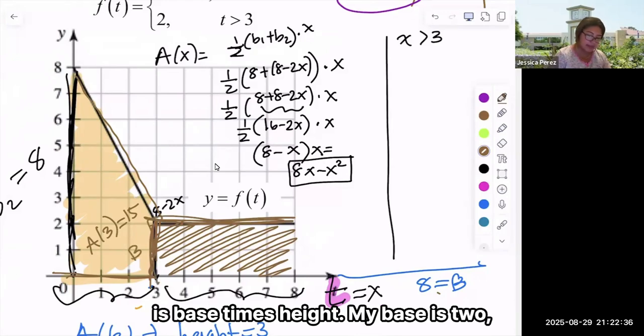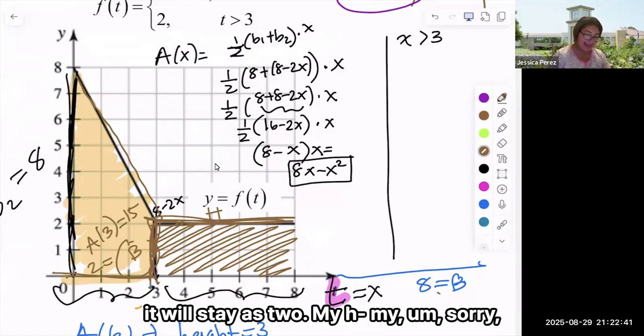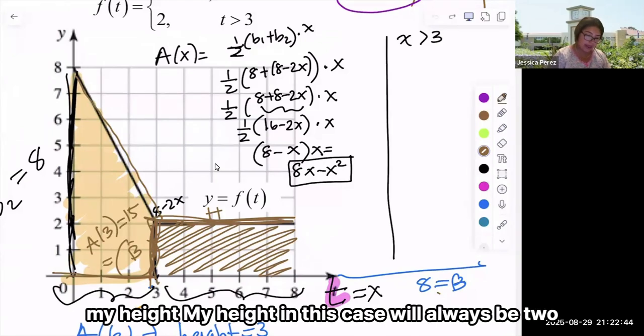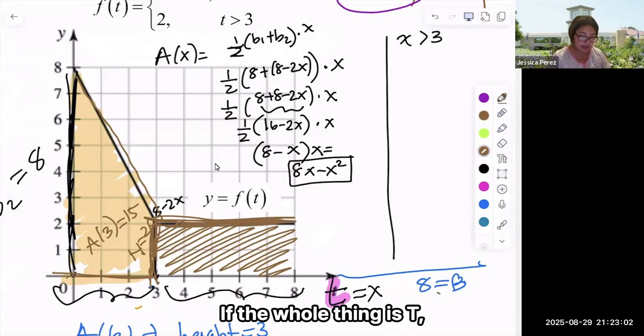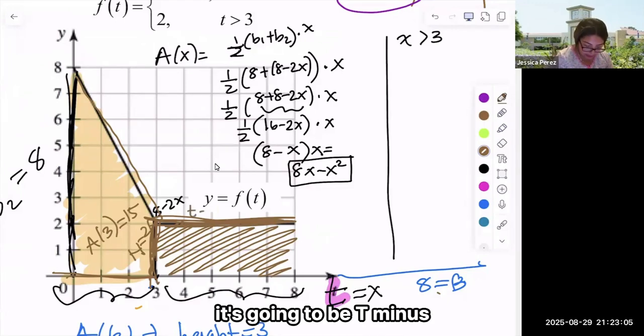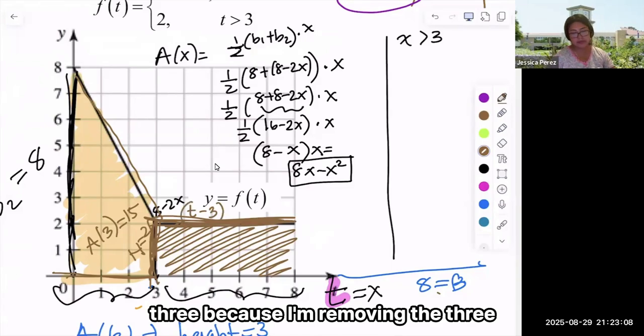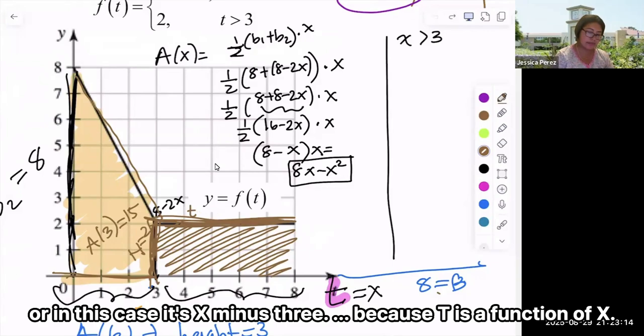And what I have here remaining is base times height. My base is 2. It will stay as 2. My height in this case will always be 2, but my base will change. If the whole thing is t, it's going to be t minus 3, because I'm removing the 3, or in this case, it's x minus 3, because t is a function of x.